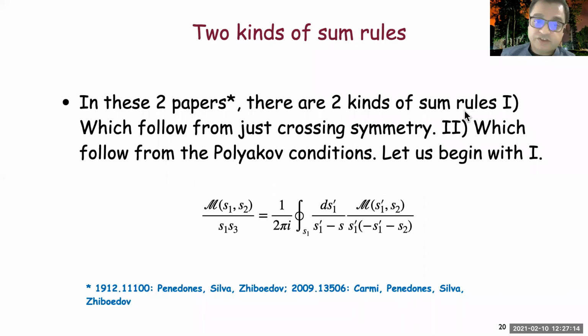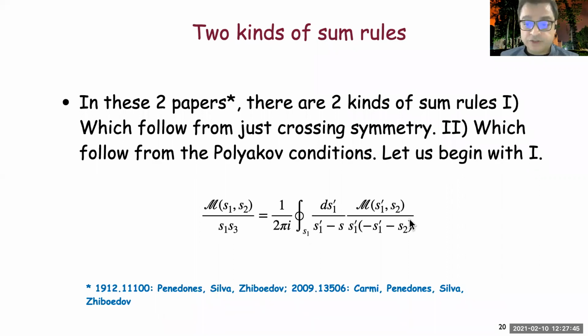So there are two kinds of sum rules. The first kind just follows from crossing symmetry. You're not imposing any Polyakov conditions. And these are the sum rules that are mentioned in this first paper, this long paper by Joao and Sasha and Joao. And the second kind of sum rules are those which follow from the Polyakov conditions. So let's begin by reviewing what one meant.